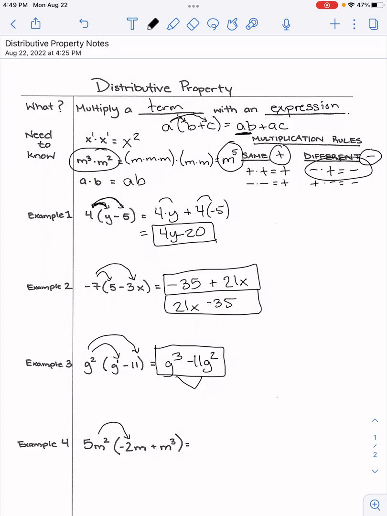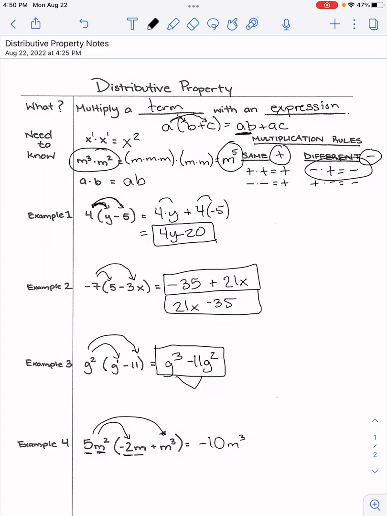All right, we have 5m squared times a negative 2m. So let's multiply the coefficients first. A positive 5 times a negative 2, that's a negative 10. And then now let's multiply our variables here. M squared times m is m to the third power. Now moving on to the last term.